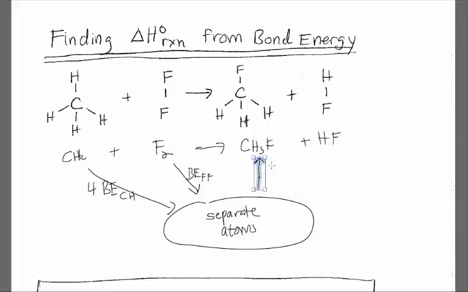It's going to be minus the bond energy of CF and minus 3 times the bond energy of CH. And then going from separate atoms to HF is going to be 1 times negative bond energy of HF, because you're making 1 HF bond. Here you're making 3 CH bonds. So that's how we can estimate it. We break all the bonds.